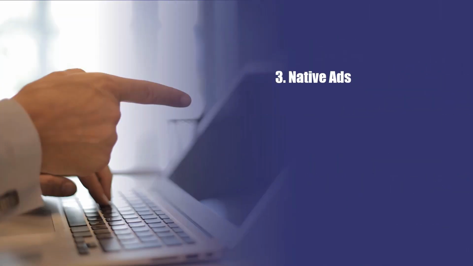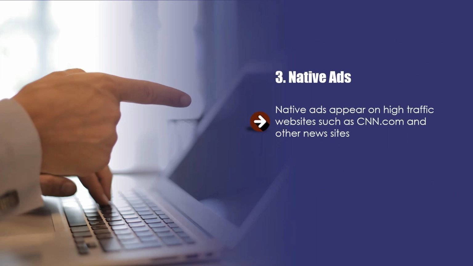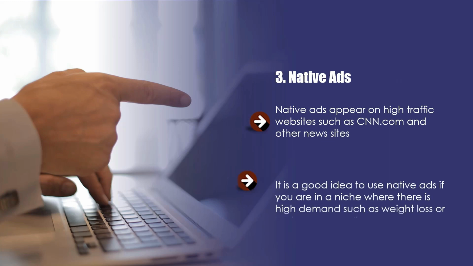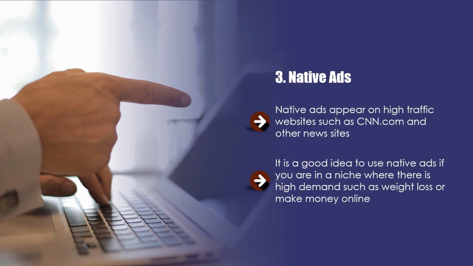3. Native ads. Native ads appear on higher traffic websites such as CNN.com and other news sites. You will also see them on Yahoo.com and in many other places. The great thing about native ads is that they don't look like ads. They blend in well with the other content on the website they are placed on. It is a good idea to use native ads if you are in a niche where there is high demand, such as weight loss or make money online. You cannot target specific demographics or use keywords with native ads. So, they need to be in niches that appeal to a lot of people. Here, you will need to create a special landing page too.